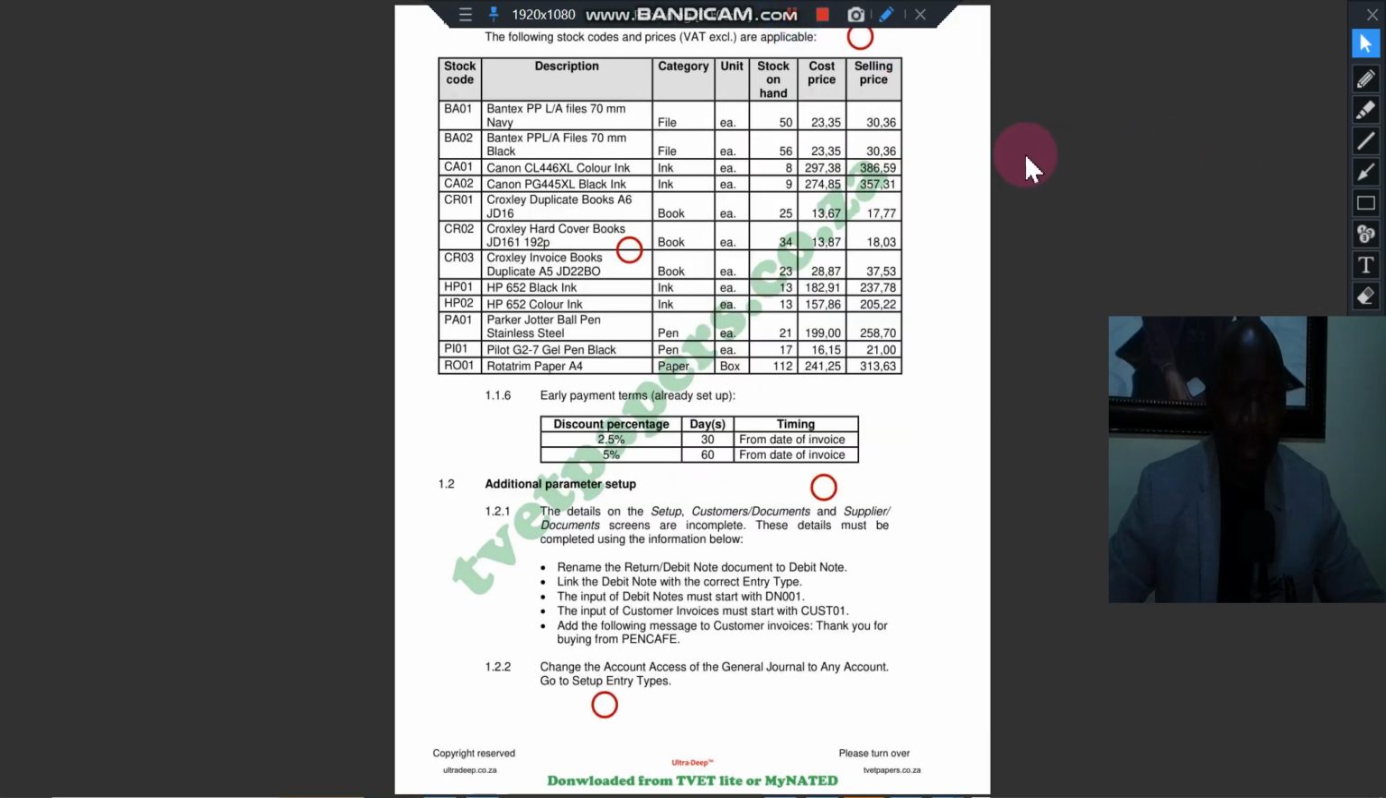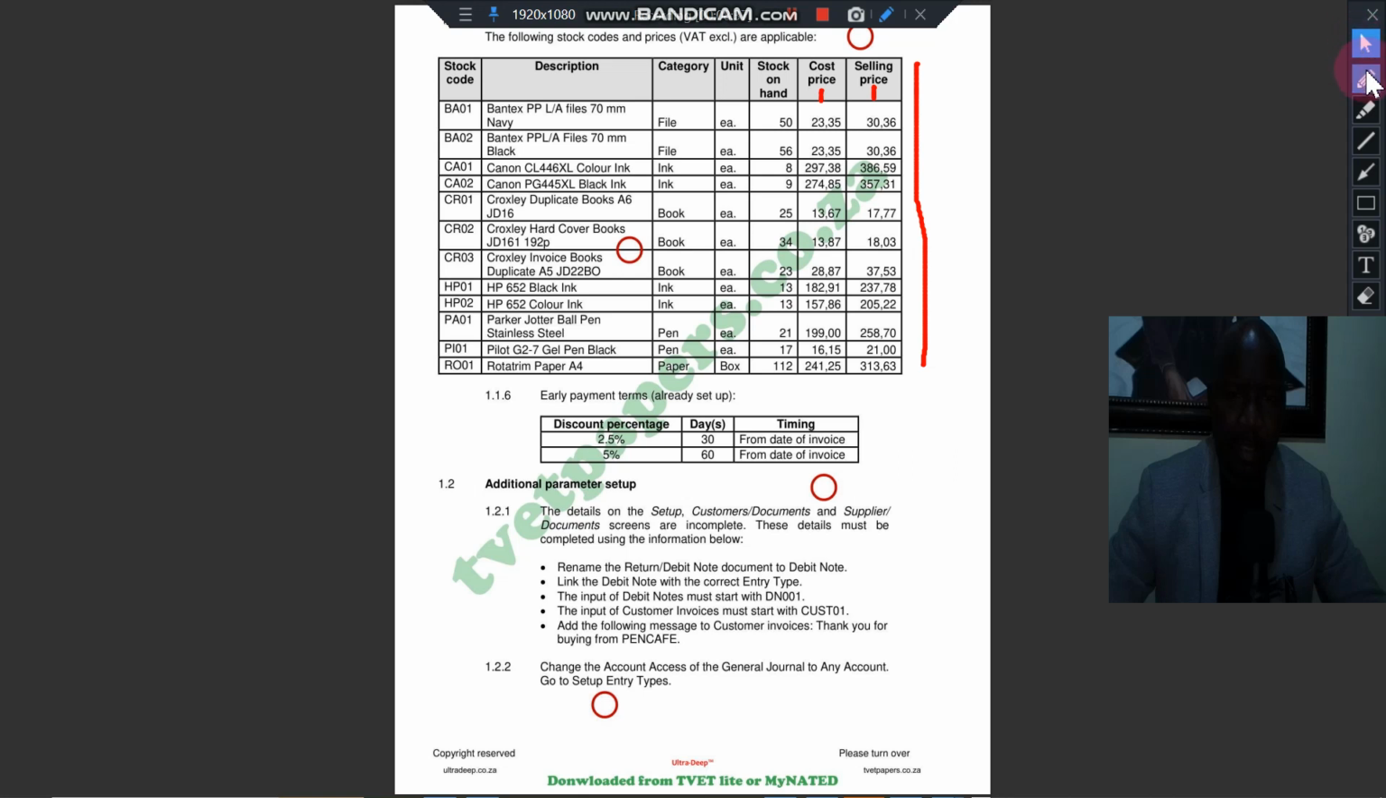Now, here is the stock list that they were talking about in the previous page, where they say it has already been done for you. It's already been loaded for you, so you do not need to load it again. And then it's your stock quantities and cost prices and selling prices. So they are already in the system, so you don't have to worry about that. So what do we do? Let us go down.